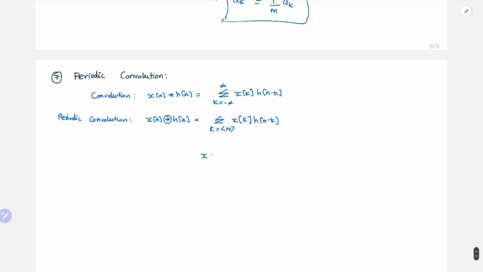So let us see if we take two signals. x of n gives me Fourier series a_k, and if h of n gives me Fourier series coefficient b_k, what happens to the periodic convolution? I'll define r here for convenience.